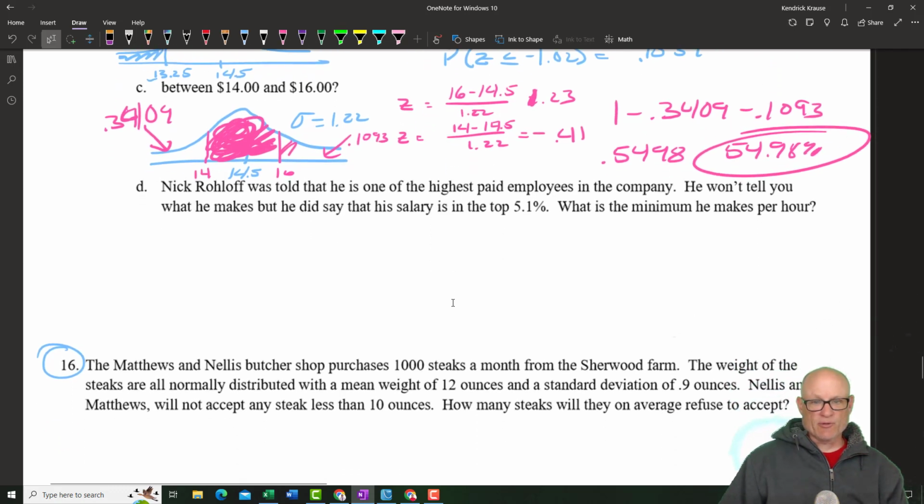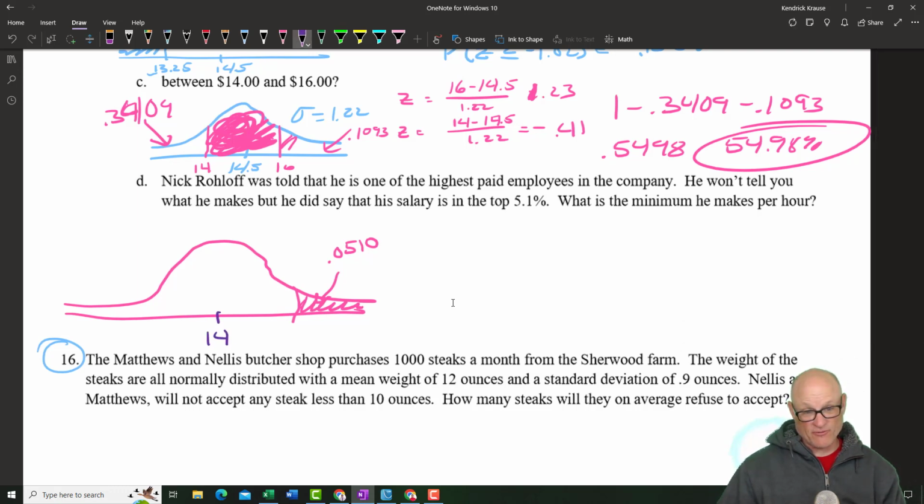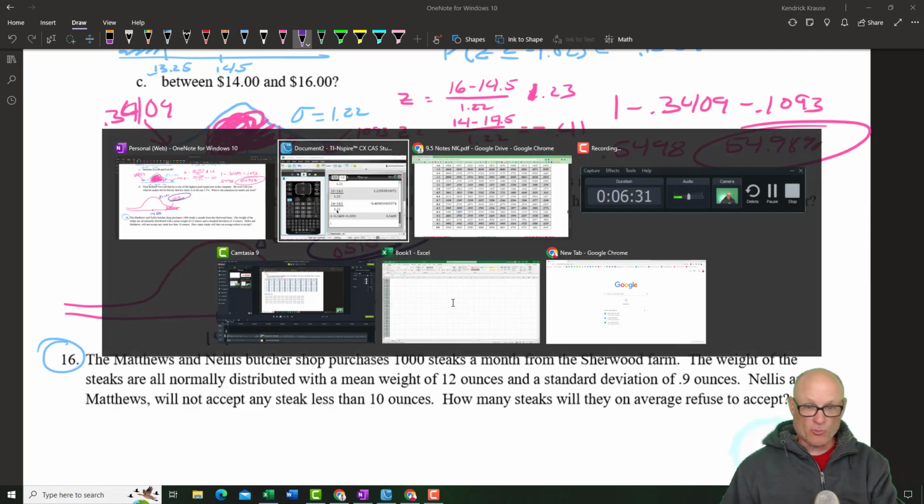All right, Nick Roloff said he was one of the highest paid employees. Now, if you're the highest paid, that's a good thing. It's not a race or anything, so I want to be in the top 5.1%. Well, 5.1% is 0.0510. So he's going to be up here in the top 5%. So we want to figure out what his salary is going to be. Well, the average is $14.50 with a standard deviation of 1.22. He wants to be up in the top 5.1%.